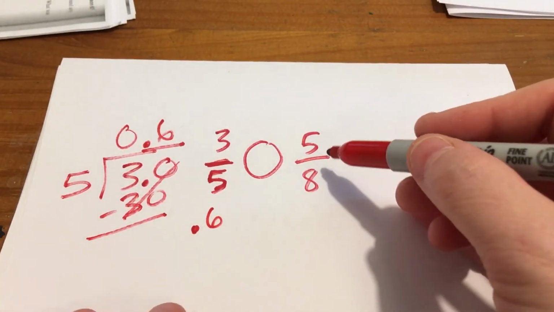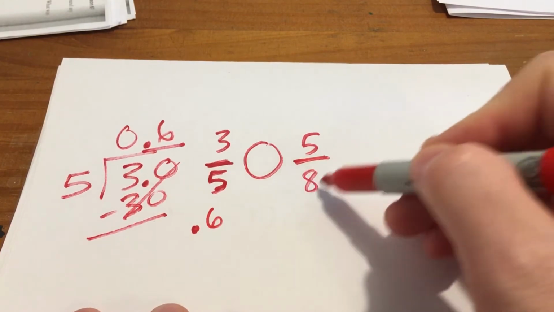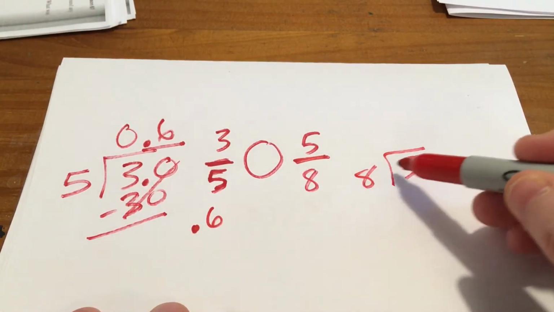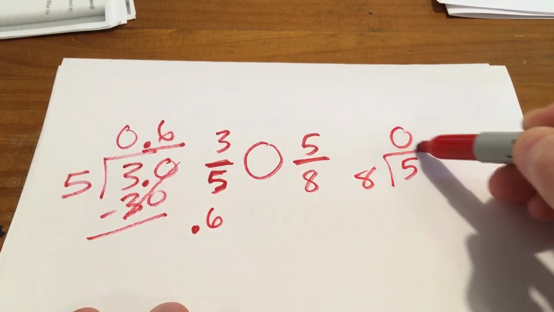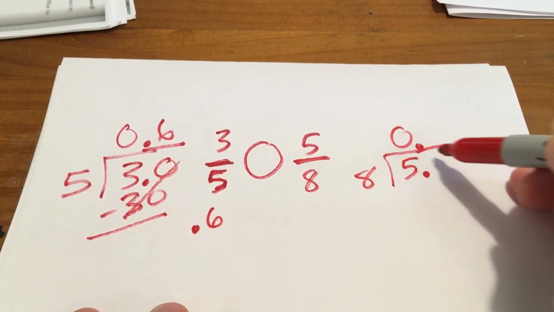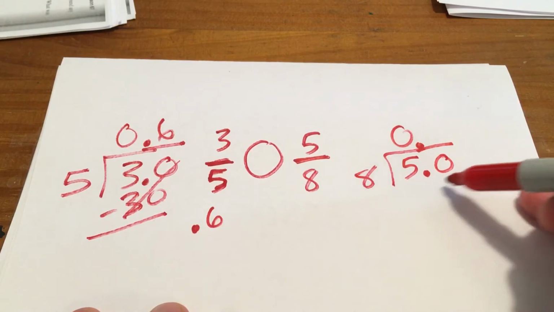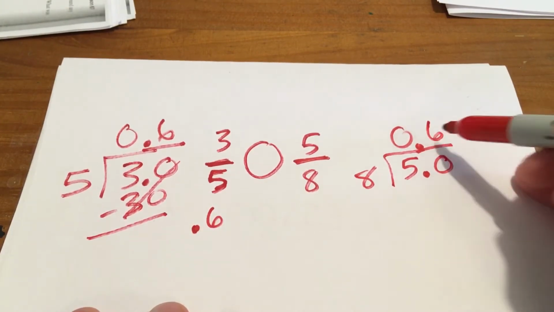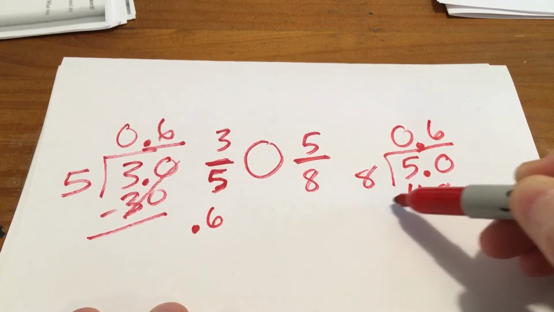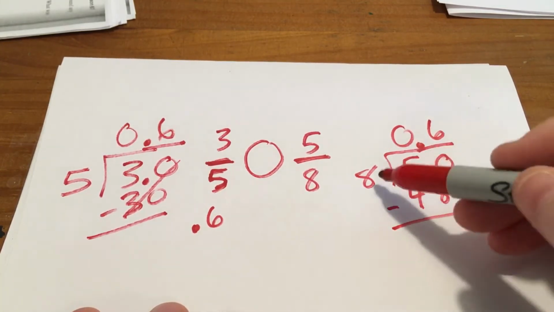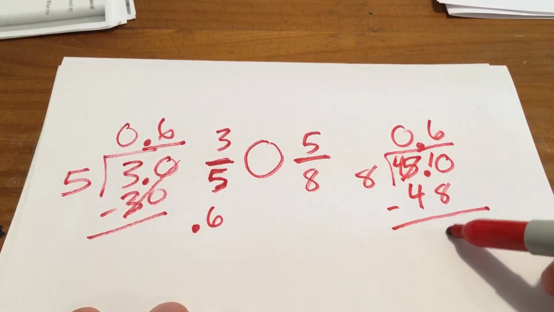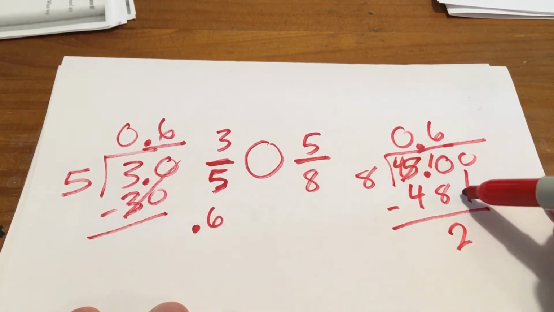Now let's do 5/8. 5 divided by 8 is written as 5 divided by 8. Can 8 go into 5? No, 0 times. Put our decimals in, add a 0. Can 8 go into 50? Yes, 6 times. 8 times 6 is 48, subtract it. 10 minus 8 is 2. Add another 0, bring it down.